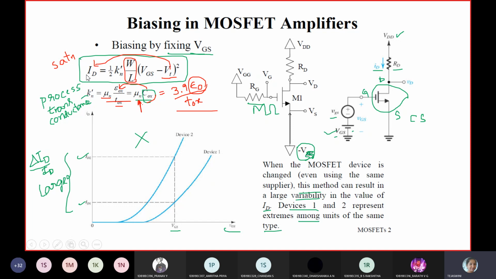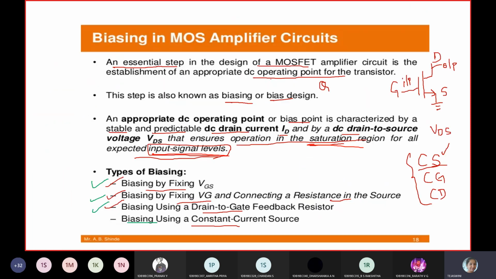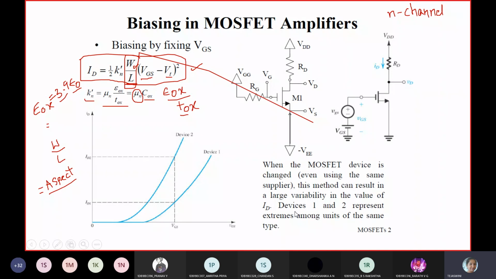There are three types of biasing: biasing by fixing VGS, biasing by fixing VG and connecting a source resistance, and biasing using a drain to gate feedback resistor. In biasing by fixing VGS, even though we have fixed a constant VGS for the same type of N-channel MOSFET, we couldn't get a constant ID. We got a large variation in ID1 and ID2. So this is not preferable. This is not a good technique. We are not choosing this.